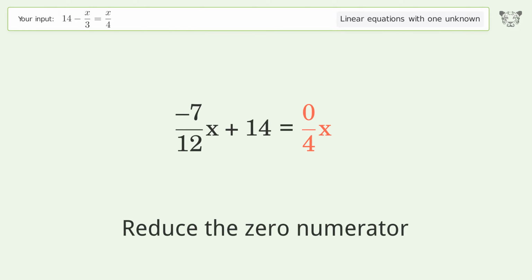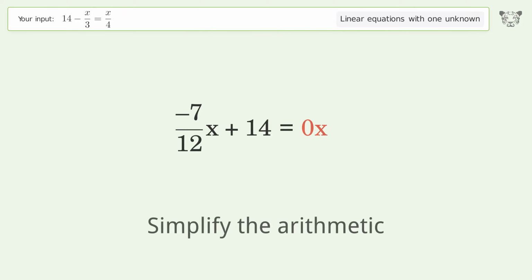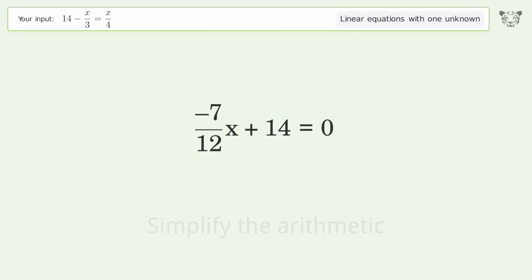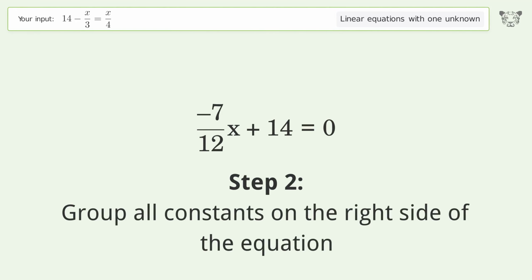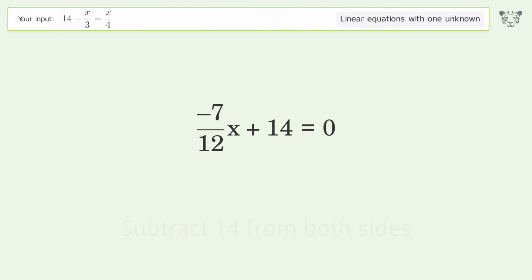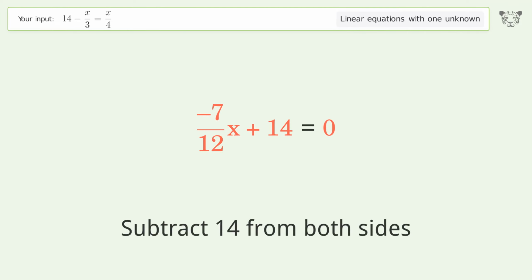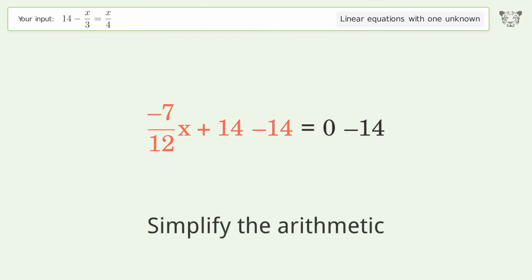Reduce the zero numerator. Simplify the arithmetic. Group all constants on the right side of the equation. Subtract 14 from both sides. Simplify the arithmetic.